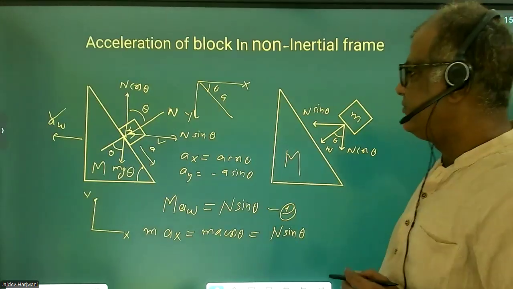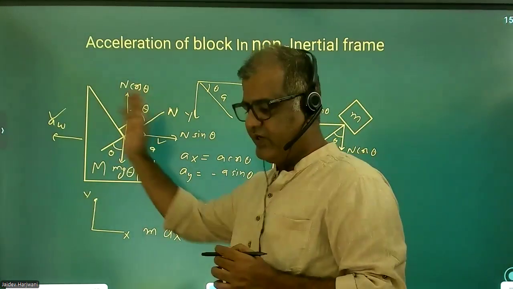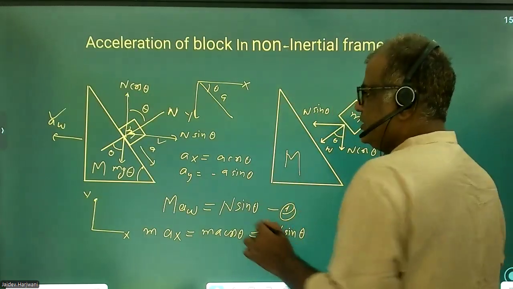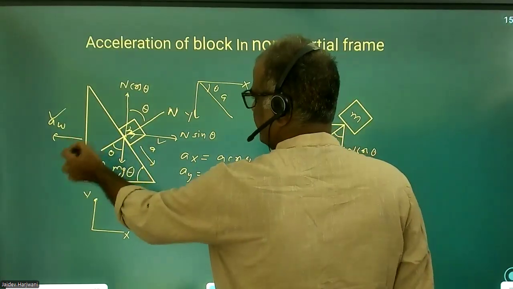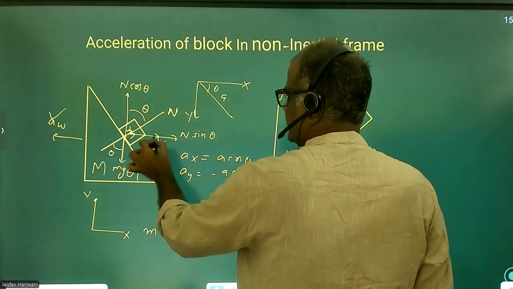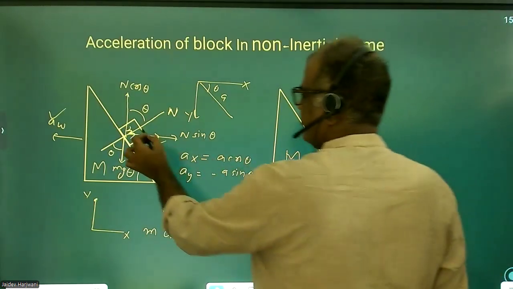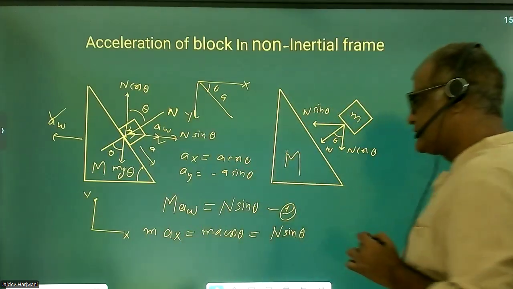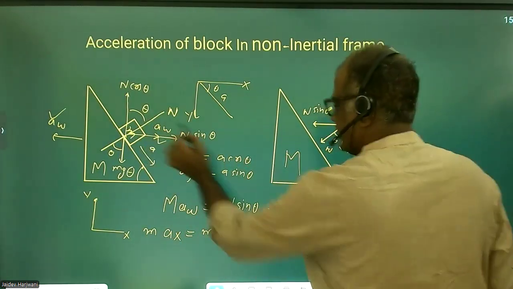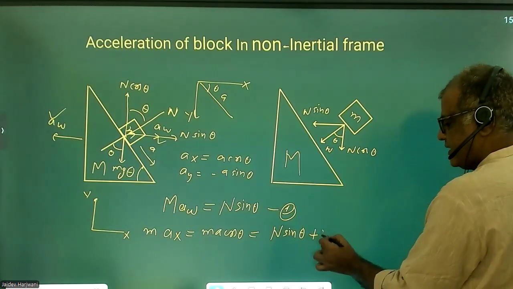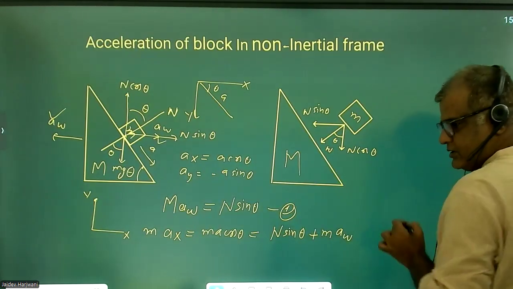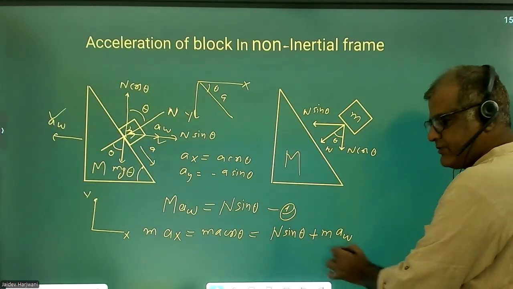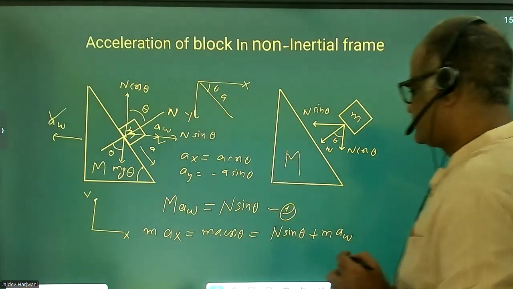Now in this problem, because the wedge is moving in the minus x direction, there will be a pseudo force, equal in magnitude and opposite in sign. So the force on the block will also be mass multiplied by the acceleration of the wedge. This acceleration is because of this force, and this term is because of the pseudo force. So now let us solve.